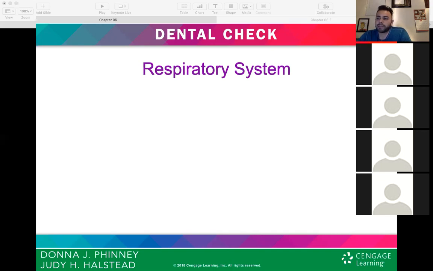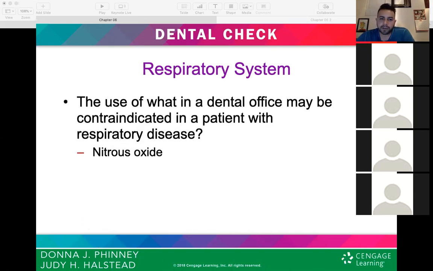But more importantly, if they have some type of respiratory disease, especially with the nose, we can still use anesthetics with them. If they have some type of asthma or something like that, we can still work on them. But one thing that we wouldn't want to do is use nitrous oxide with them.